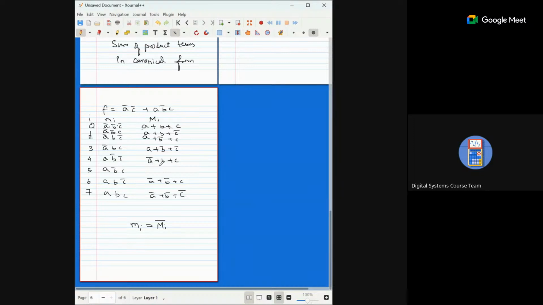So shall we stop? So what will be the right answer? Option D. Option B. Yes, because here it is A, I am supposed to write A bar. Here it is AND, I am supposed to put OR. Here it is B bar, I am supposed to write B. Here it is AND, I am supposed to put OR. Here it is C, I am supposed to put C bar. So option B, A bar plus B plus C bar, is the valid answer for max term of M5.